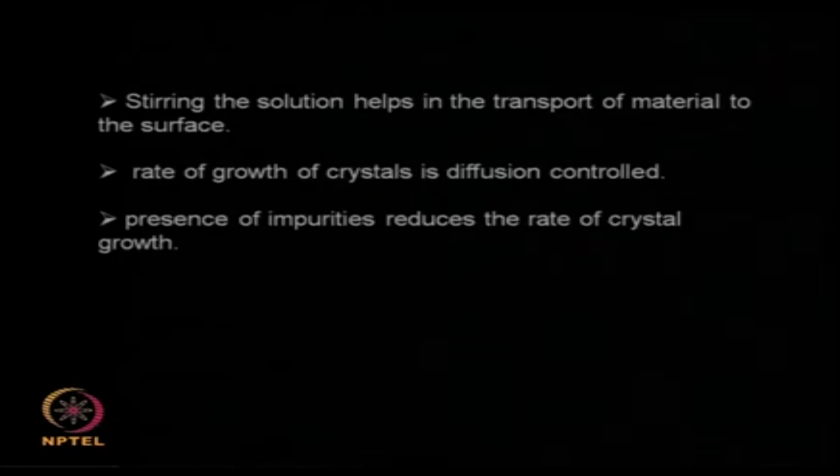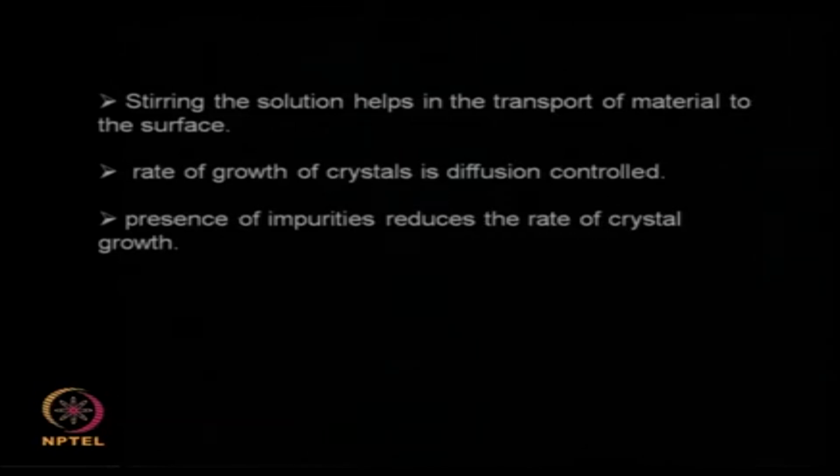So we can do stirring so that the material gets transported and comes to the surface. The rate of growth of a crystal is a diffusion control process actually. Okay, so it is a diffusion control process, and if there are impurities present, the rate of crystal growth also comes down. So the crystallization process becomes slowed down because of the presence of impurity. So the whole process is diffusion control.